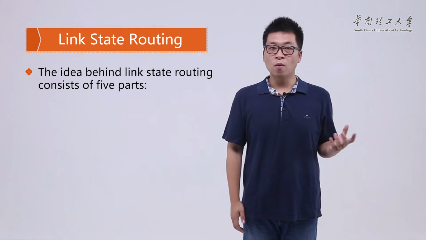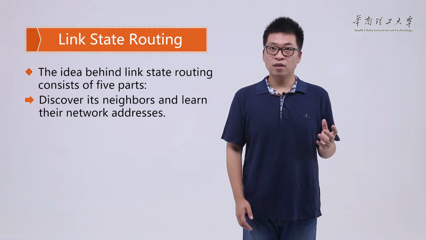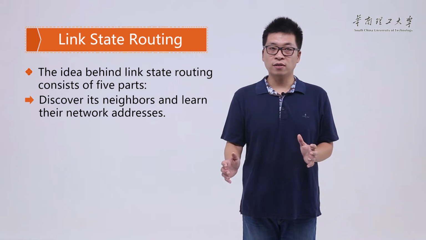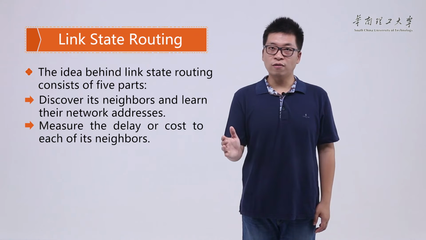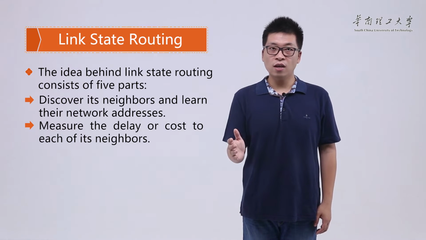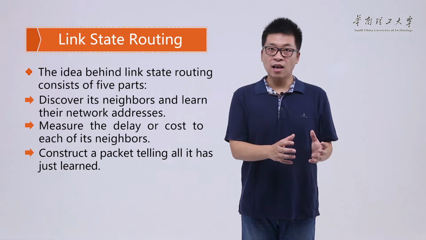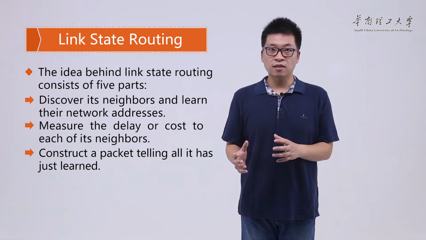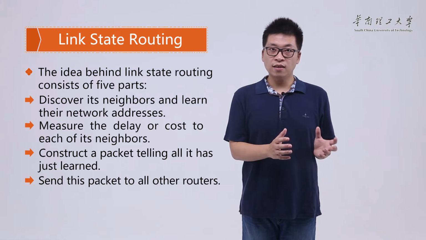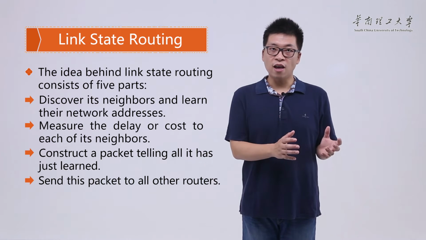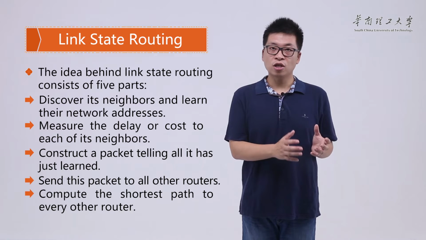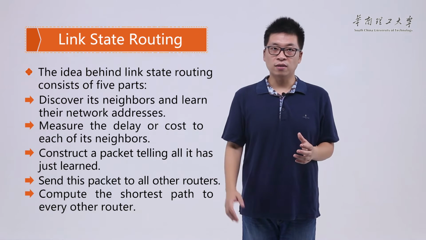They are: step 1, discover its neighbors and learn their network addresses. Step 2, measure the delay or cost to each of its neighbors. Step 3, construct a packet telling all it has just learned. Step 4, send this packet to all the other routers. Step 5, compute the shortest path to every other router. We will go through all these 5 steps one by one.